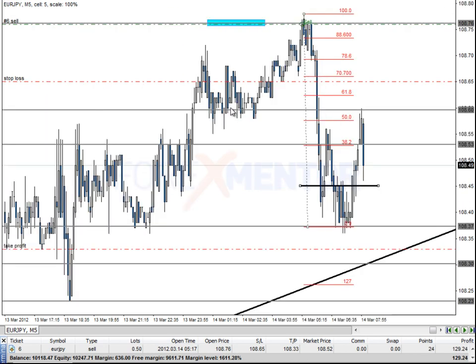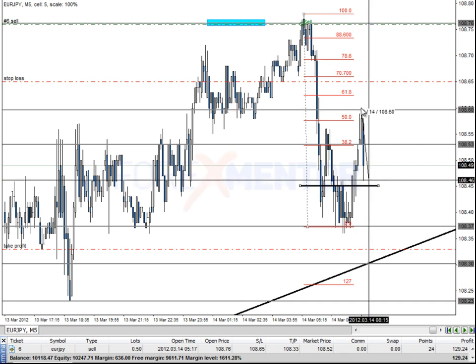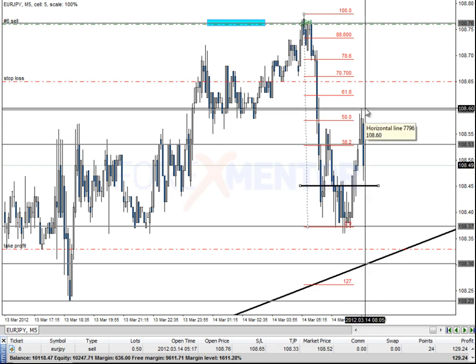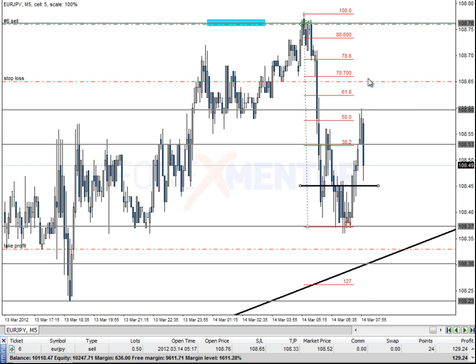Let me just compress this. You see this resistance area we marked off. Okay, so now there's a little rejection off here. I want to put my stop down. I wonder if it can be 60. It's about the same when we add the spread in. Okay, it's about the same in terms of putting your stop.